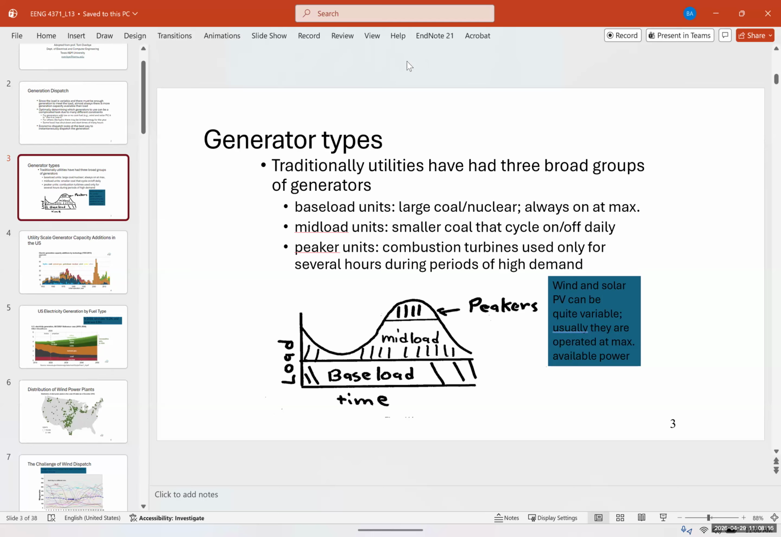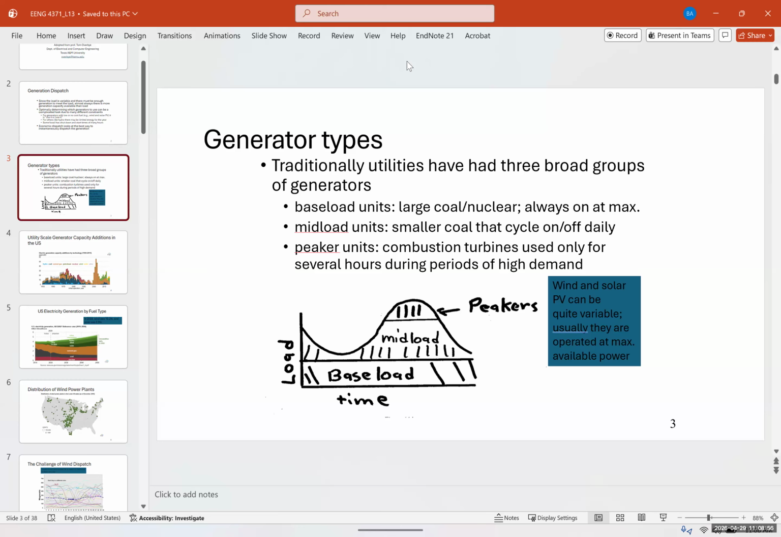Then third, we have the peak units. These are typically combustion turbines, often running on natural gas. The reason that we use natural gas is because it's much easier to run and start compared to coal. Coal takes a few hours, sometimes 3-4 hours, just to get started. And peak units are only needed for a few hours a day, or even a few days a year. They are just turned on during the periods of peak demand.